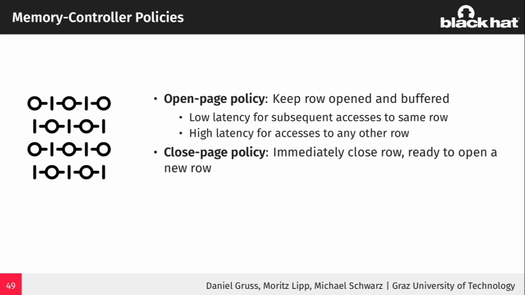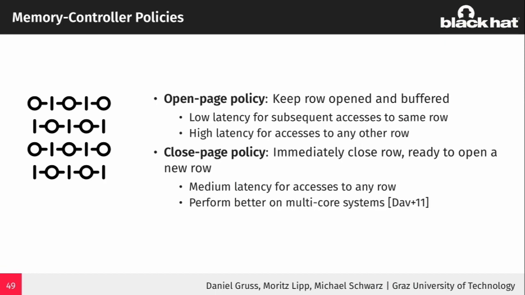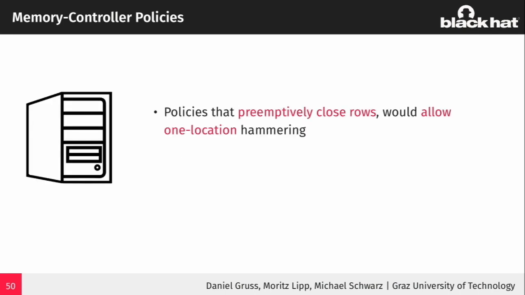Yes. We also have the close page policy where we immediately close a row and prepare to open the next row. This sounds like it would have a medium latency for accesses to any row, right? Yes. And why would we use that? Depending on the policy, we can either save memory power consumption or increase the performance of the overall system. We also have adaptive policies that change depending on the usage patterns in the DRAM. Particularly on multi-core systems, the performance of closed row policies or adaptive policies is much better.